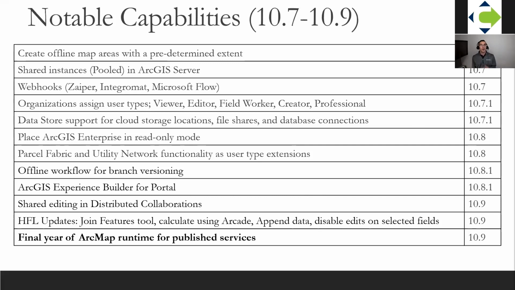Shared instances, another very, very important piece of enterprise, being able to distribute the ArcSOCs that are running based on when your data is being consumed or how it's being consumed. If it doesn't need to be consumed all day long, a shared instance will really free up services for your other stuff. Webhooks, being able to do things with Zapier and Integromat or Microsoft Flow. I've seen some really cool use cases with that, and Integromat really good for Survey123 capabilities if you're using that, being able to automate things.